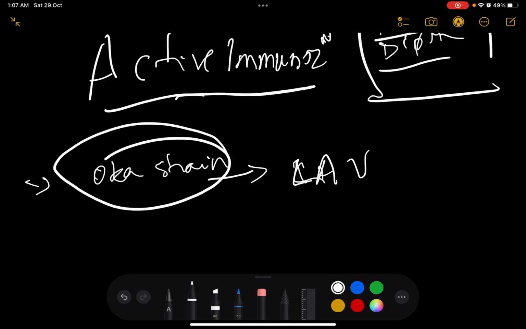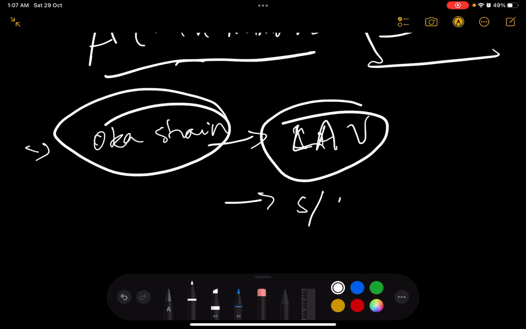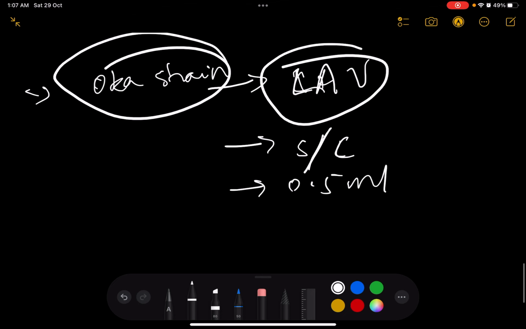It's not a killed virus. Obviously, if it's a live attenuated virus, I do not need to say that it's given subcutaneously. It's a virus, so it's just given subcutaneously. And the dosage also, I do not need to mention. It's 0.5 ml subcutaneously. Most of the LAVs are given subcutaneously.